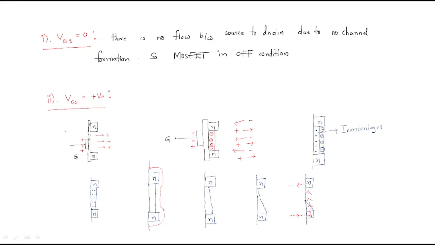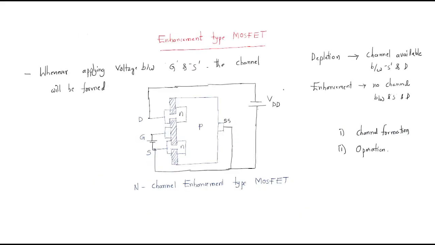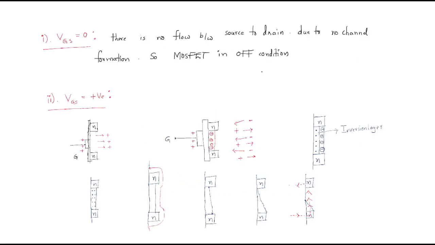For VGS positive it is possible, but in this case we have one more condition, that we should take the VDS, the drain and source voltage, as, for example, initially 0. We are giving some voltage for VGS, but we will take VDS as 0. We should consider VDS is 0.